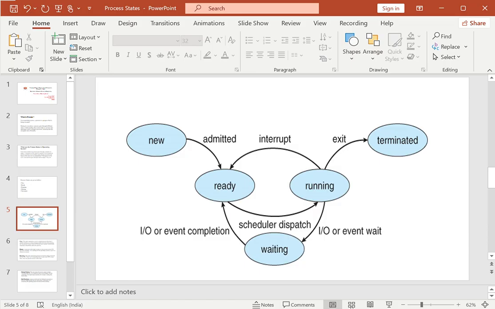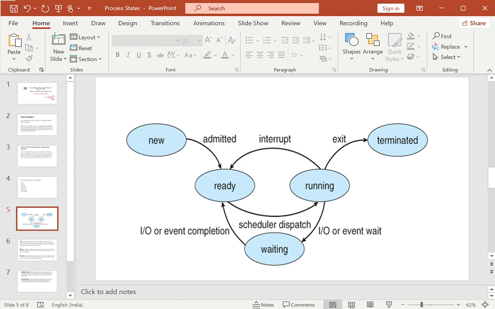The next state is the ready state. A process is waiting for the CPU to be allocated to it. It is in a queue, ready to run when its turn comes. Next one is the running state. The process is currently executing instructions on the CPU. Next one is the waiting state. The process is waiting for an event to occur, such as an input-output operation to complete. Next one is the terminate state. In terminate state, the process has finished its execution.